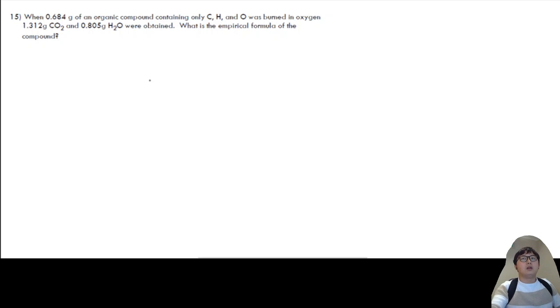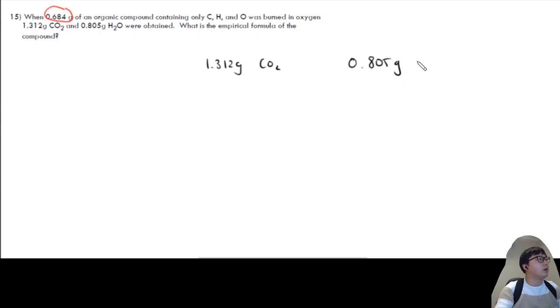Let's begin. I was missing a very important thing yesterday when we did this one. I actually forgot the fact that we had this data here. We have 1.312 gram of carbon dioxide. I'm just going to go really quickly. And then you have 0.805 gram of H2O. Now we divide this one by 44.